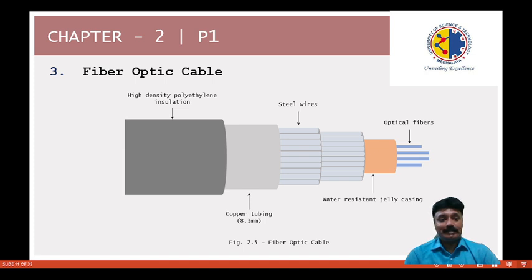Then finally, the fiber optic cables, which are taking the leading role in transmitting data at high speed. In high-speed data transmission, this type of optic fiber cable will be used, and we may wonder how this can be. In this figure, the optic fibers are used to transmit the data signals.